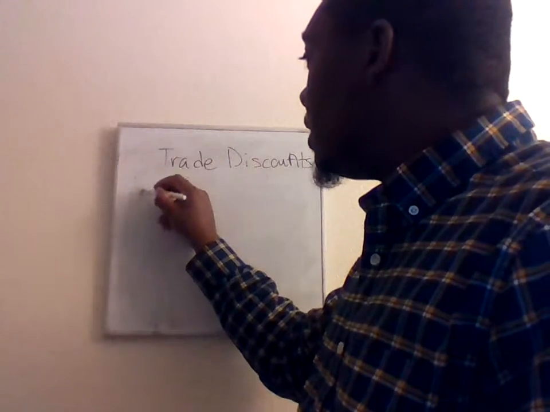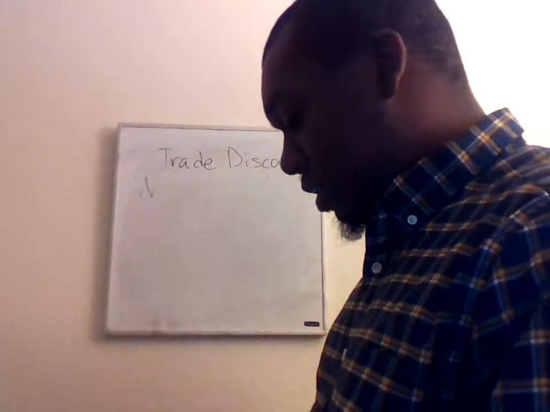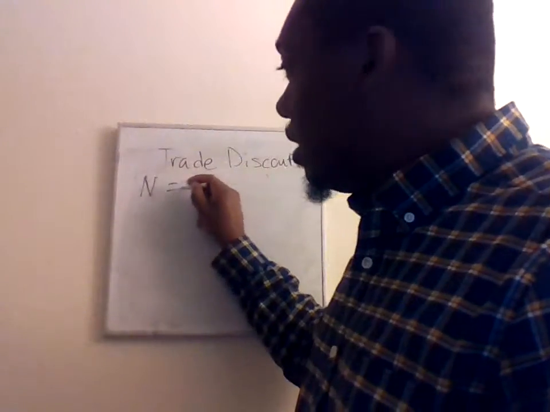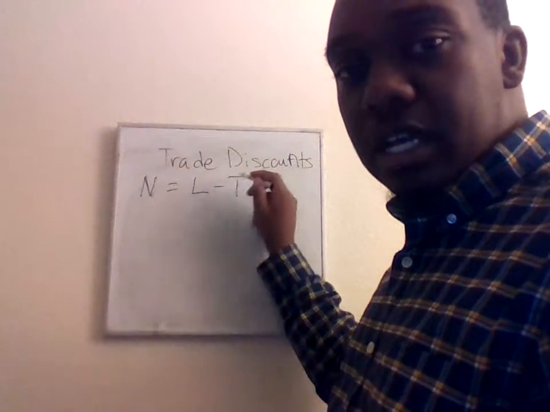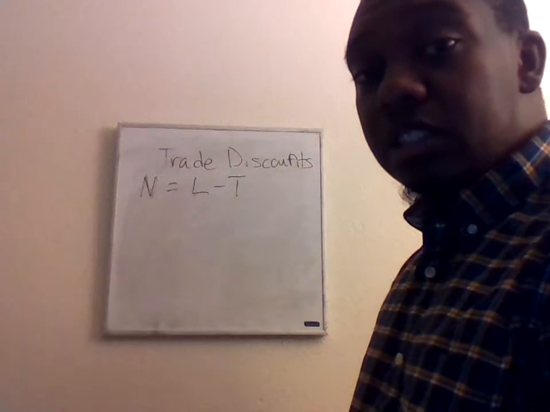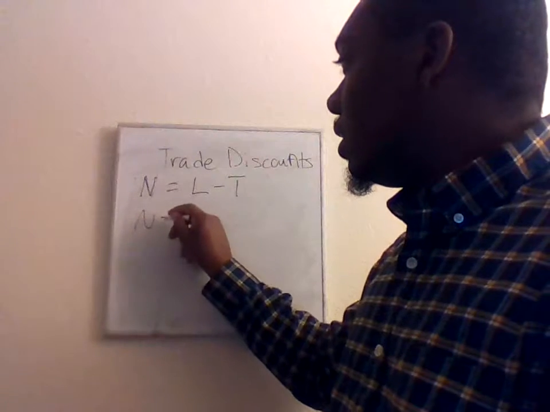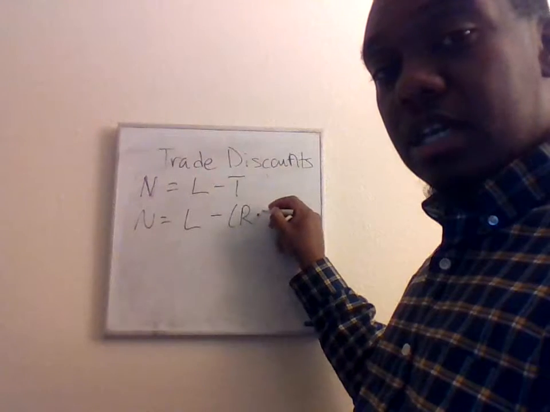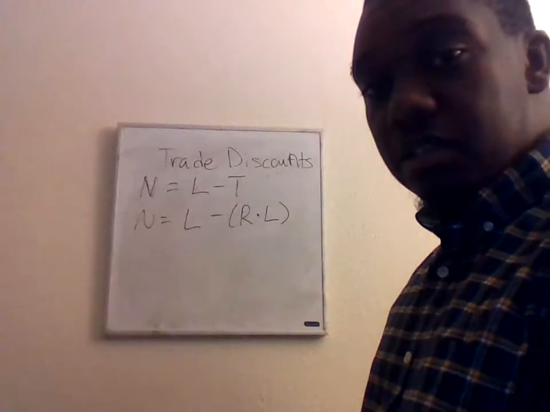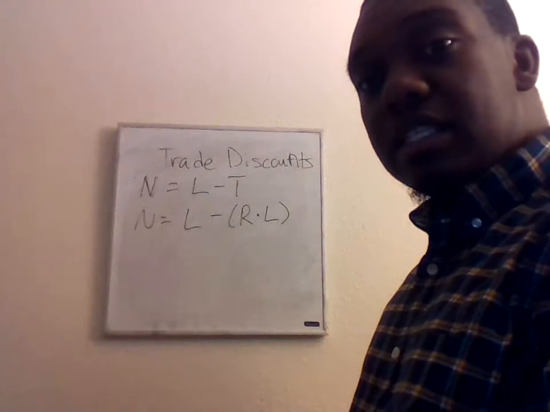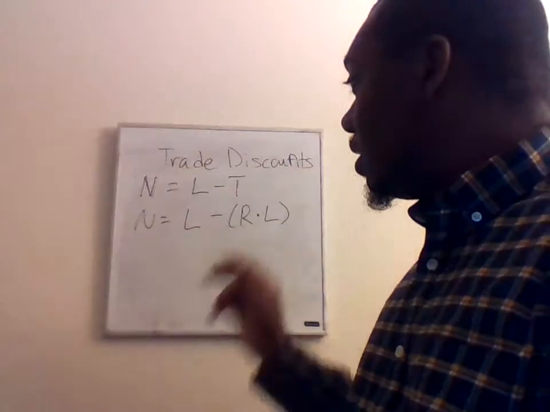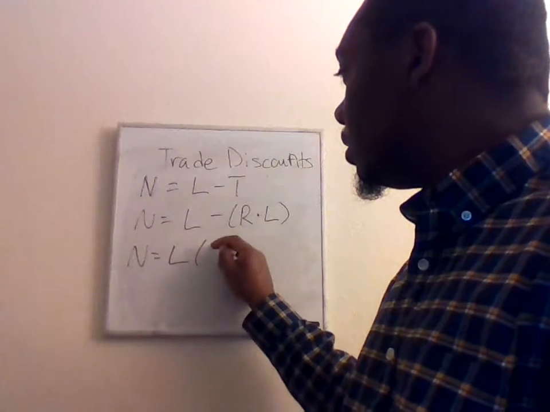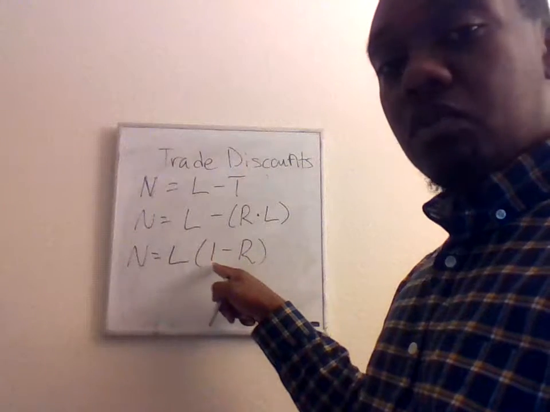We saw in the last equation that our net price is equal to the listed price minus the trade discount. We also saw that the trade discount is equal to your discount rate times your listed price. We see that the listed price is in common between both of these. So I can factor out that listed price, and I'm left with just 1 minus R.